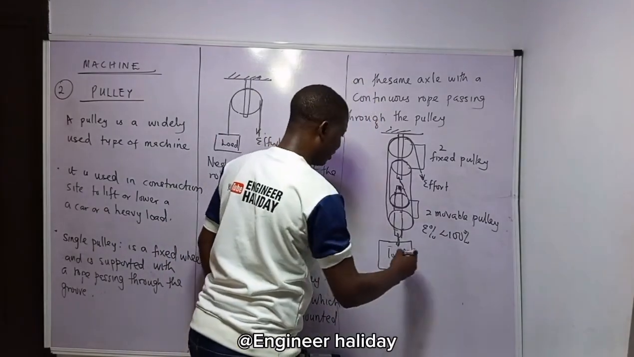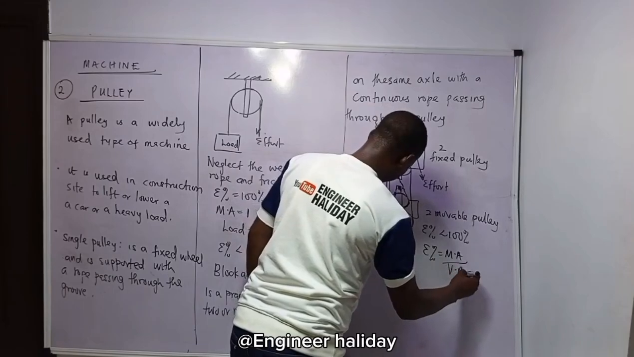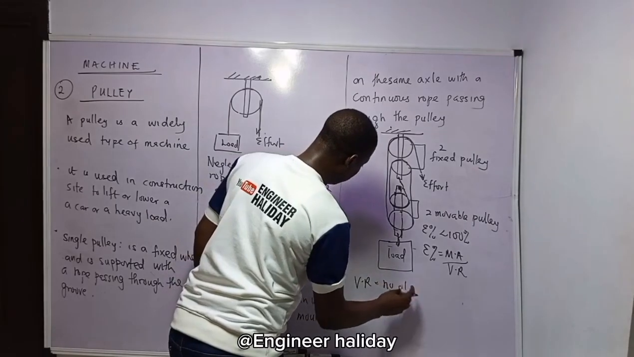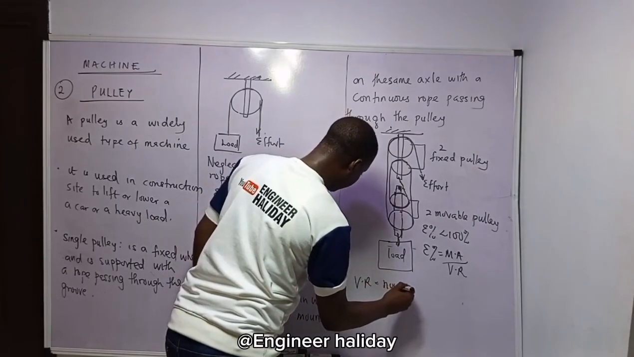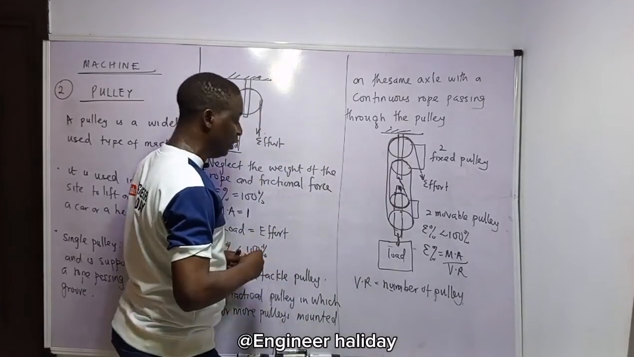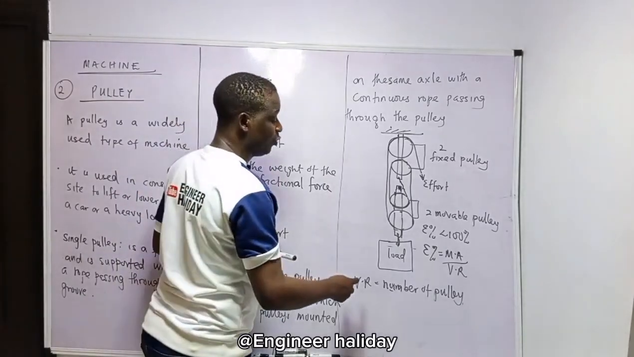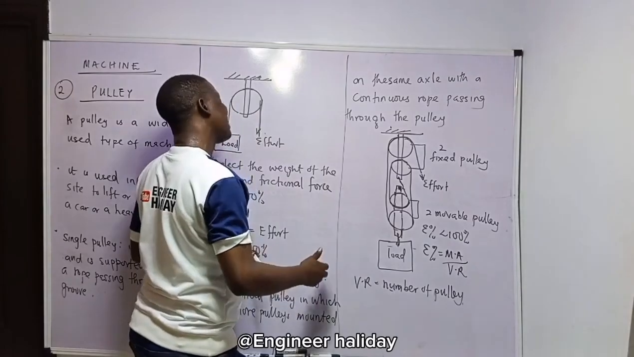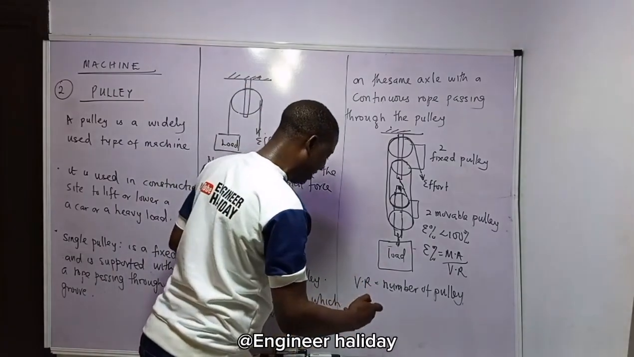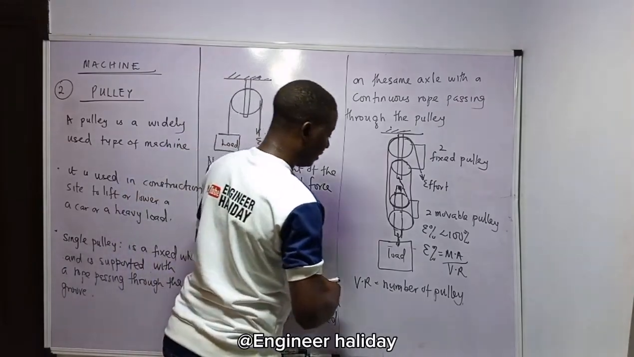What I'm trying to say is that efficiency is equal to mechanical advantage over velocity ratio. Now, don't forget that velocity ratio, in this case, is equal to the number of pulleys. So what is the relationship between the number of pulleys and the efficiency? It means that the number of pulleys is inversely proportional to the efficiency. So if you reduce or decrease the number of pulleys, you are actually going to increase the efficiency.